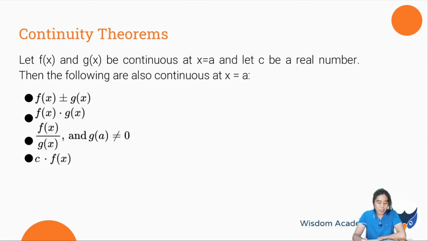Then the following are also continuous at x equals a. The sum of two functions is still continuous at x equals a. Multiplying the two functions, it will still be continuous at x equals a. The quotient of the two functions, as long as g of a is not equal to 0, will still be continuous at x equals a. And the product of a real number and the function will still be continuous at x equals a.